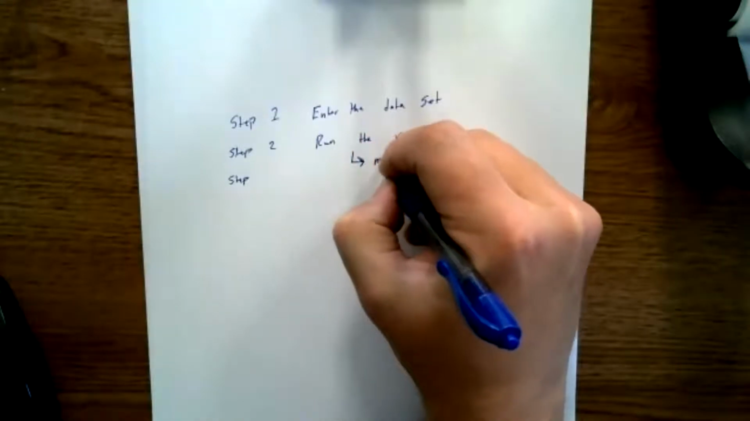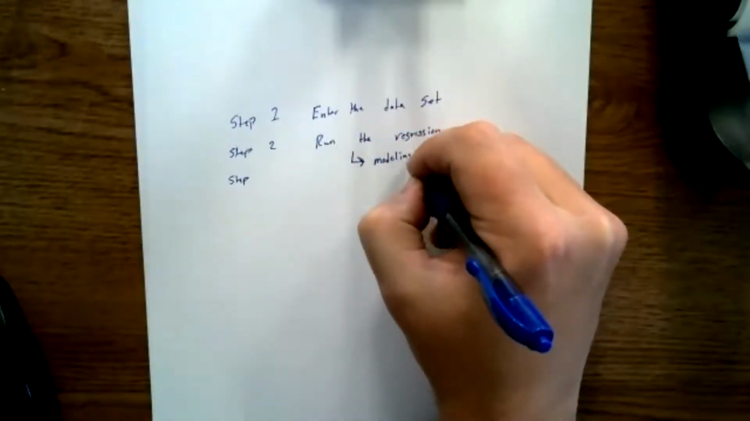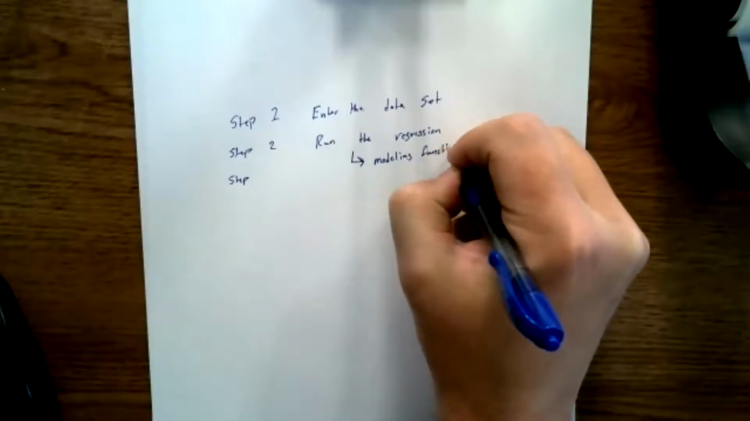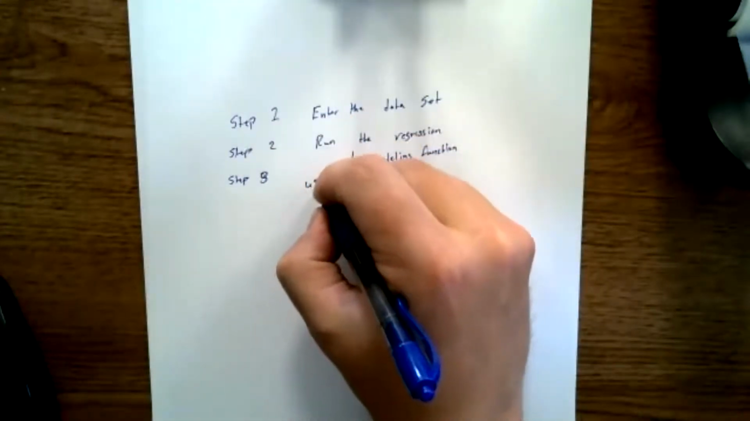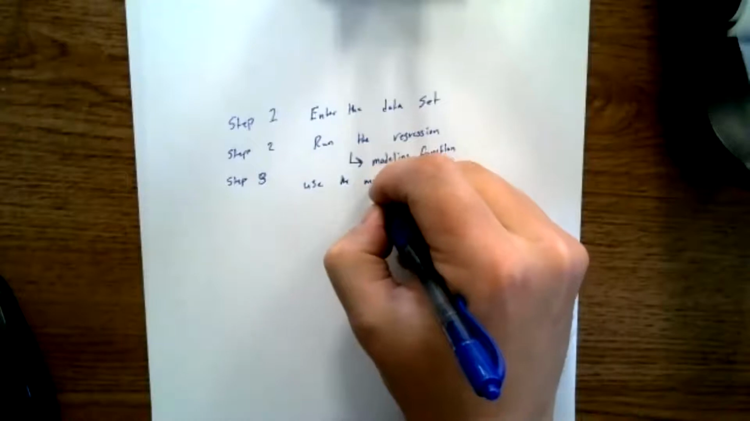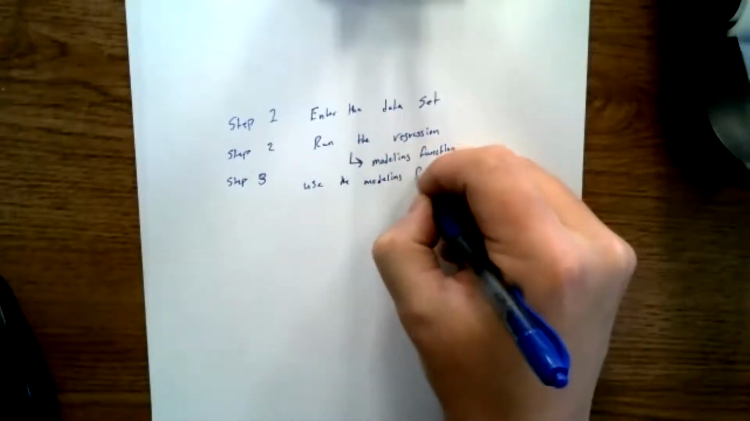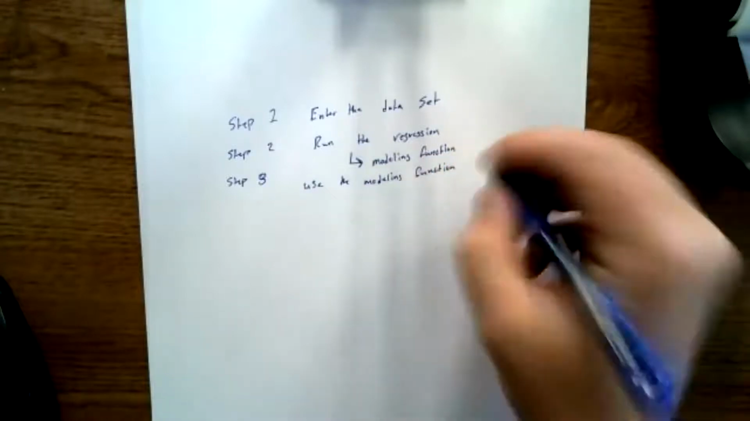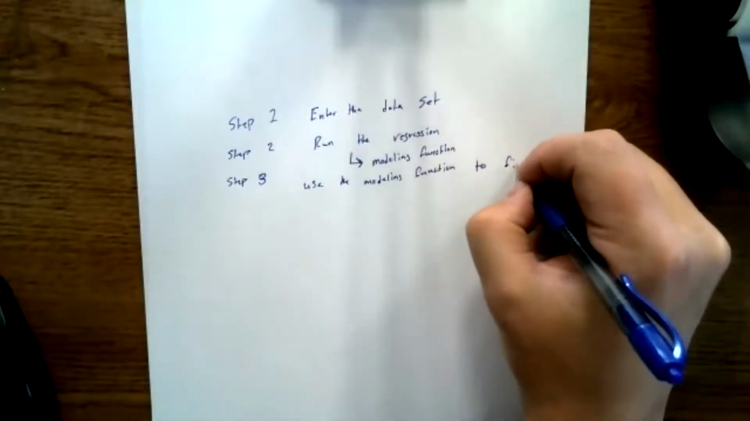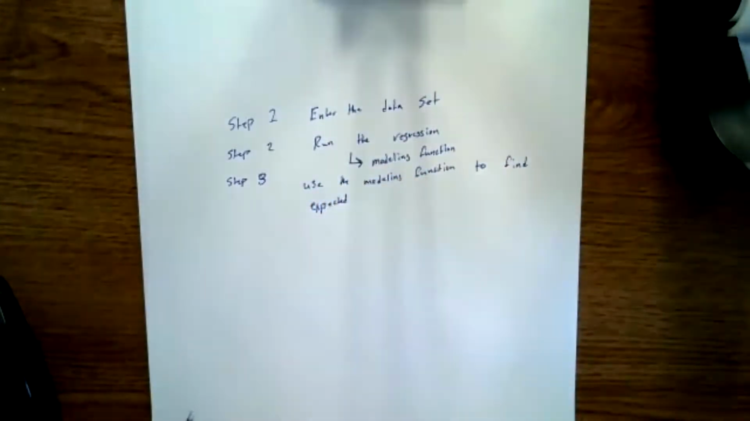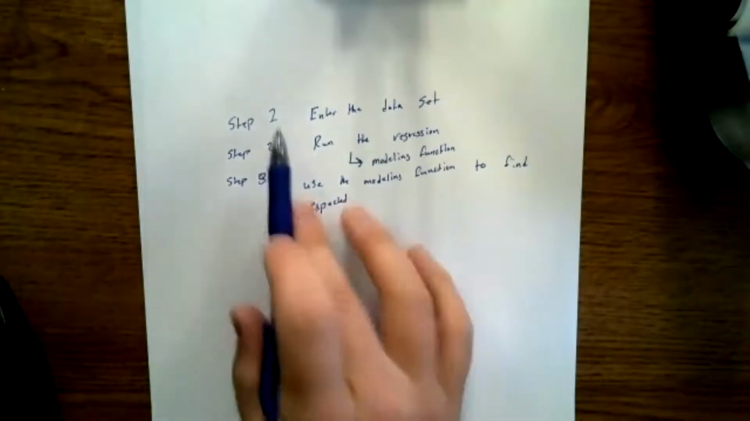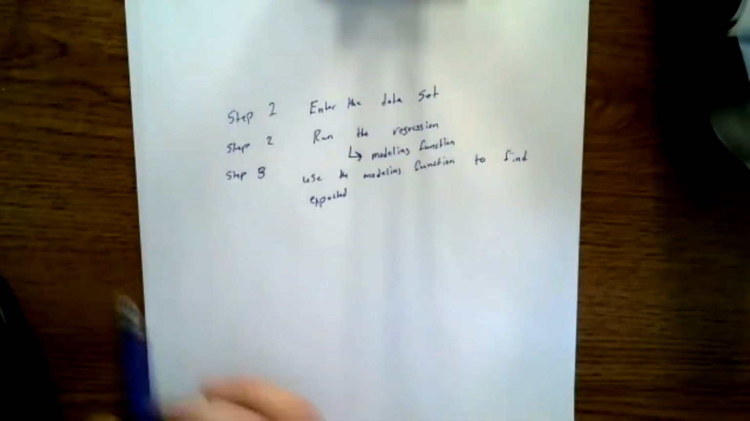And when we run the regression, this gives us our model function or our modeling function. And then step 3 is to use the modeling function to find expected values, we'll call it, because typically it's always going to be out in front, way beyond. All right, so those are the 3 steps that we're going to use and use repeatedly.